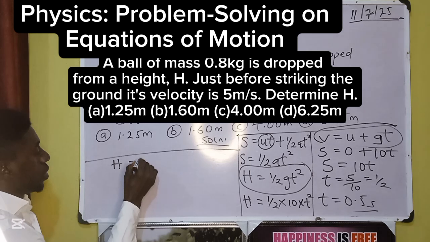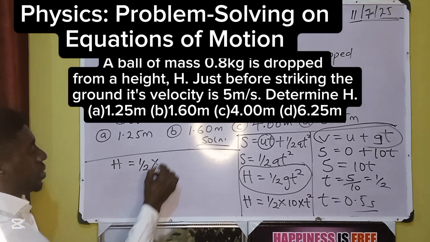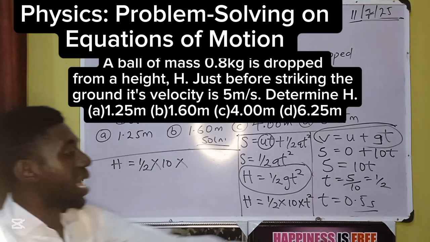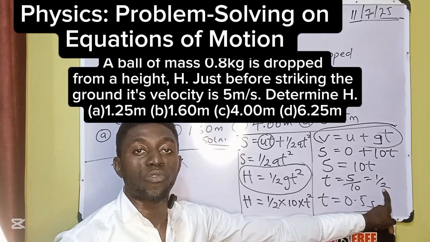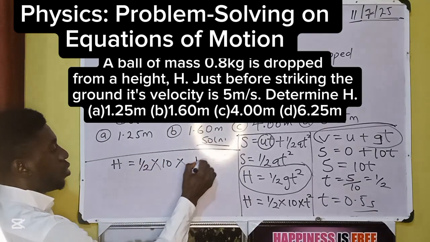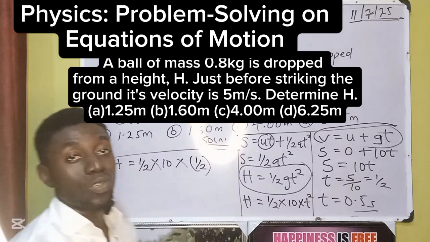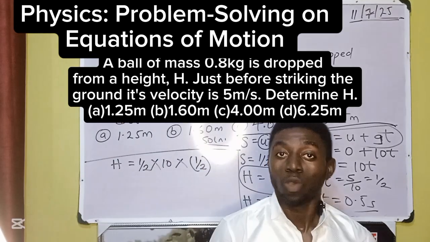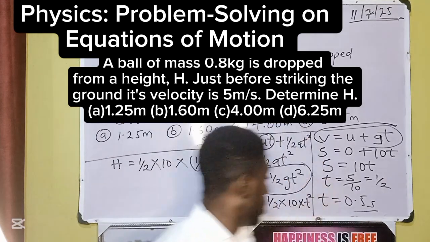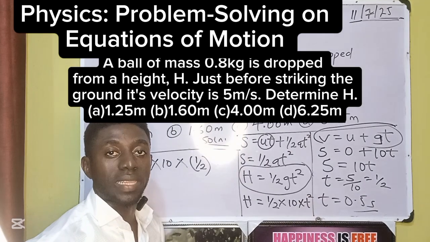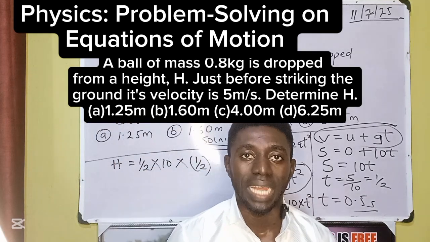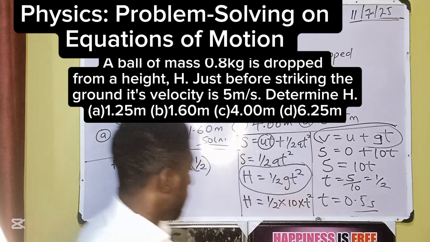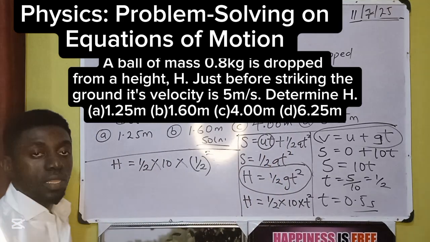h is equal to half times 10 times. Recall our time is 0.5, or in fraction 1 over 2. Let's go back to the fraction, 1 over 2. Never forget, you follow your formula. Go by your formula. The formula states t square, square of the time. That's what Galileo portrayed as the equation of falling body. Okay, squared. Then we go.